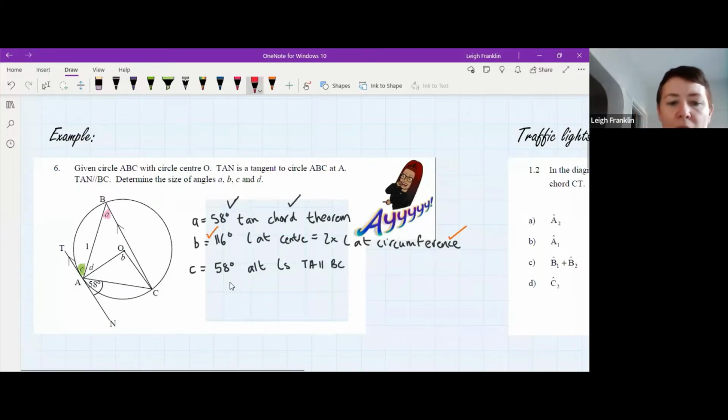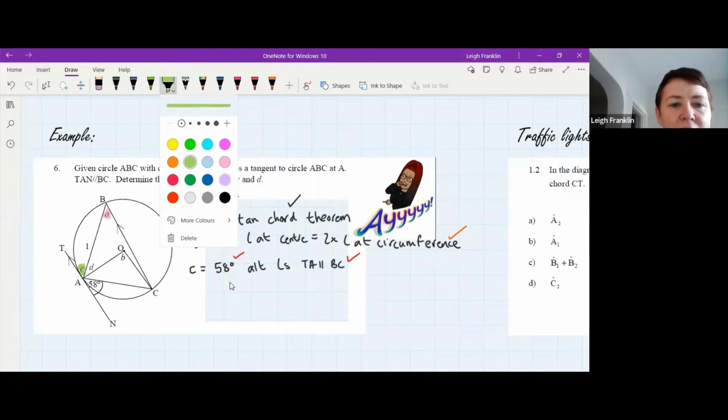Well done. Alternate angles. And what must we not forget to name when we write alternate angles as a reason? The parallel lines, absolutely. So here we can say it's because TA is parallel to BC. Okay, good job. All right, well, we're flying through this. Excellent. And then the last one they want us to work out is D. D sits next to C. It's over here.